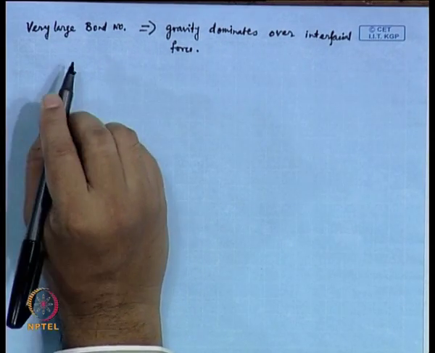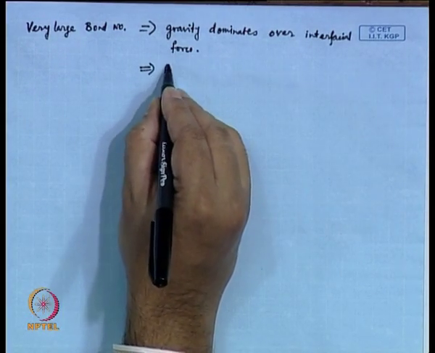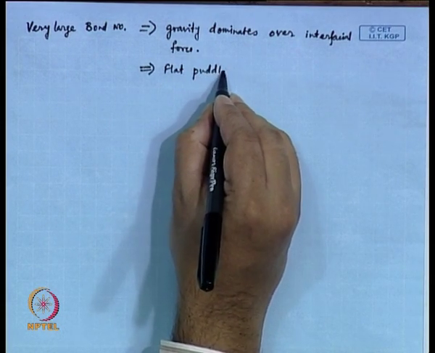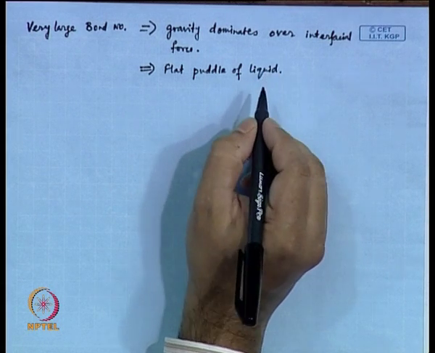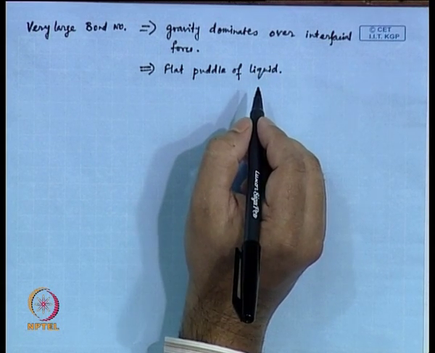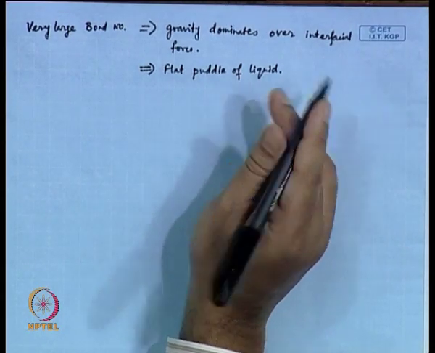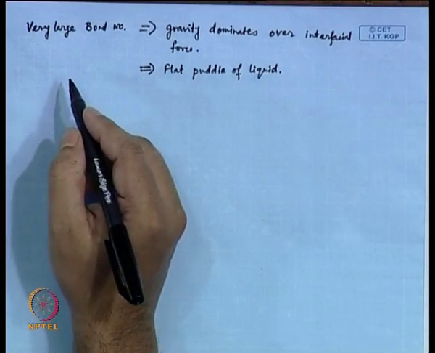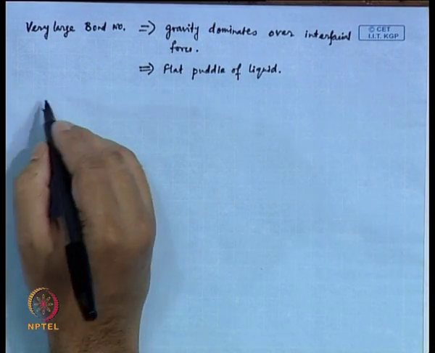Okay. So, a very large Bond number means a flat puddle of liquid, you understand what that means, a flat puddle of liquid. On the other hand, let me point out what happens if the Bond number is very small, then you will understand what this puddle of liquid means.